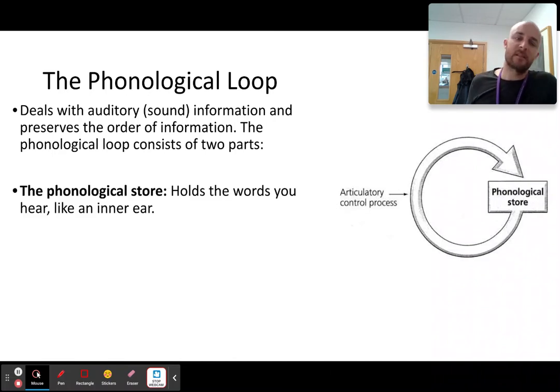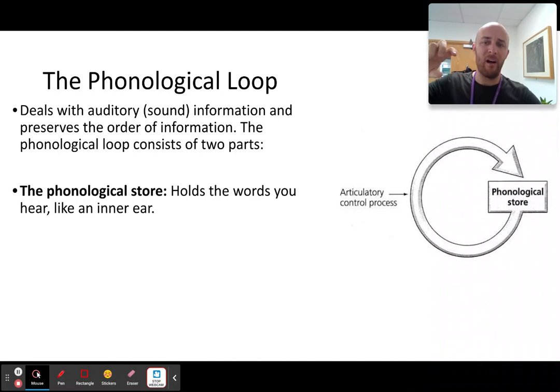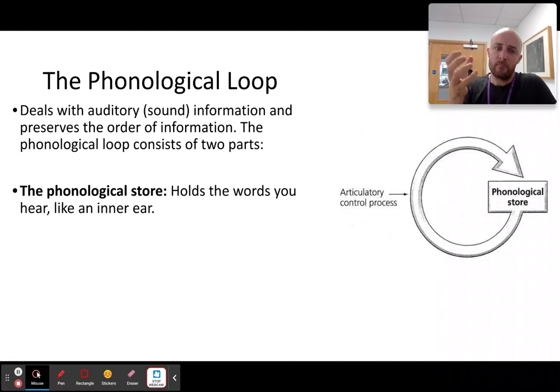So the phonological loop consists of two parts. The phonological store, and it's a store, right? In a store, you hold things in a store, right? And the reason why I'm getting maybe a bit animated at this is because students aren't particularly good at going past the phonological loop. They're just like, it's about sound, isn't it? Right? And no, there's a lot more to it than that. That was a perfect impression of a student, I feel. So the phonological store holds the words you hear like an inner ear. So it goes in, and the store just holds it there for maybe a couple of seconds.